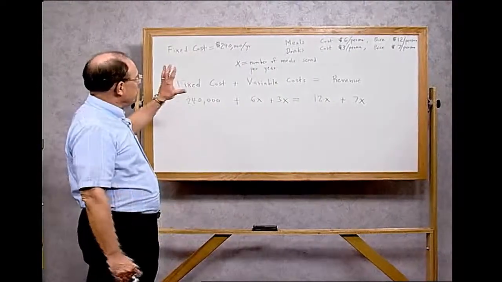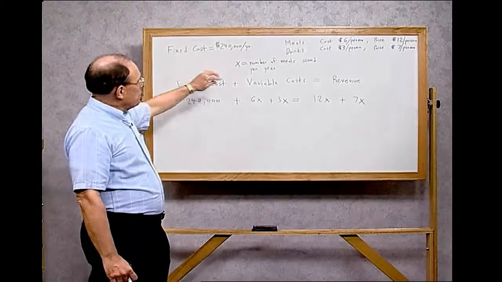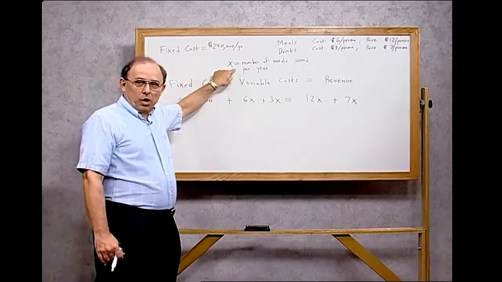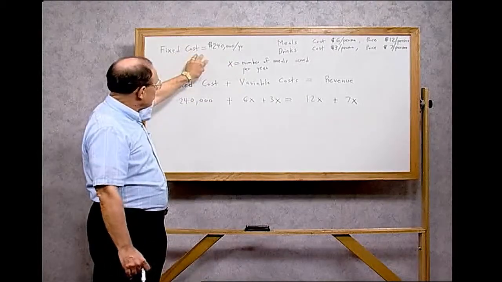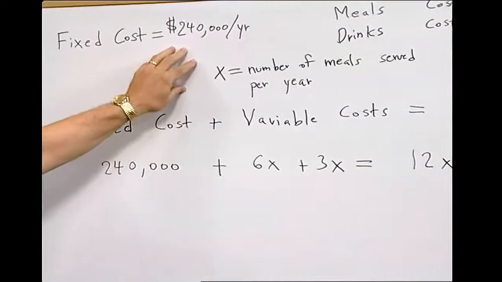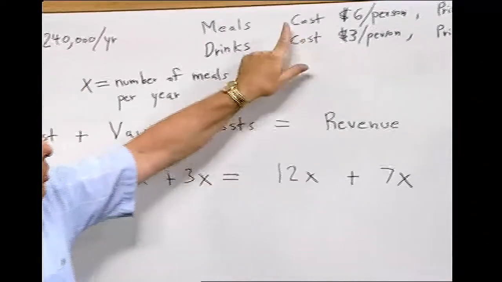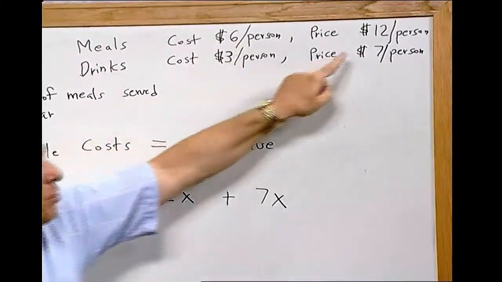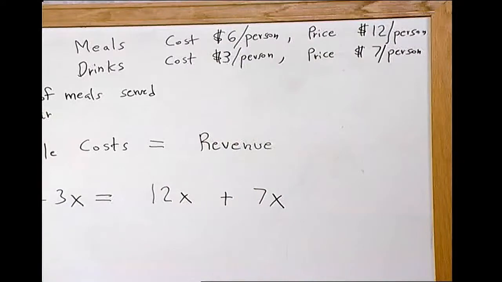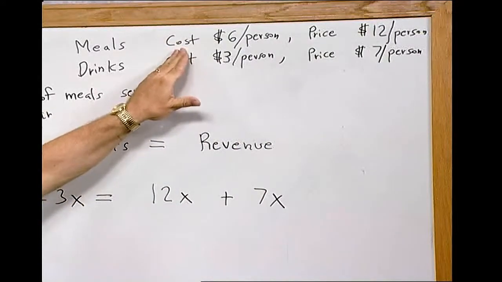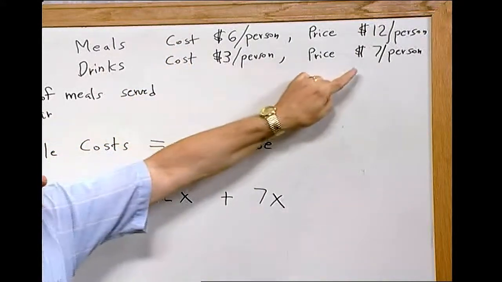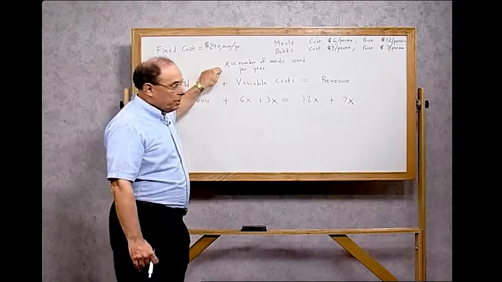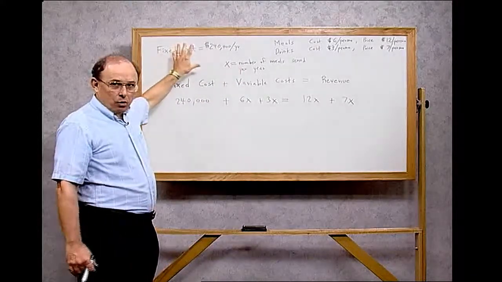In this case, we've picked a restaurant business, and we want to see if we can serve enough meals in a year, X, to justify opening the business, meaning we have to cover our fixed costs, which are $240,000 a year, and also our variable costs. Our variable costs are $6 per person per meal, which is what it costs us to make a meal, which we sell for an average of $12 a person. Our drinks cost $3 per person on average, and we will sell drinks on average for $7 a person. So can we serve enough people during a year to cover all these costs and justify opening a restaurant?